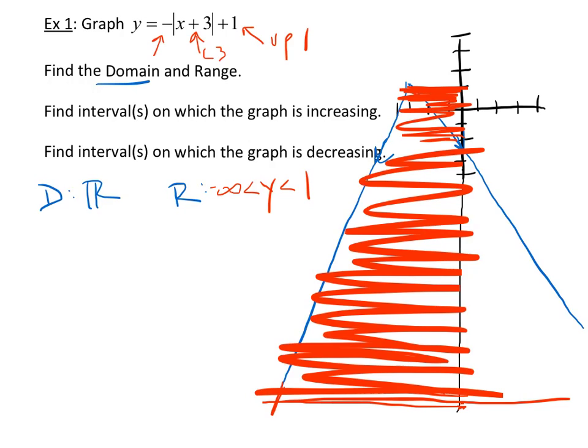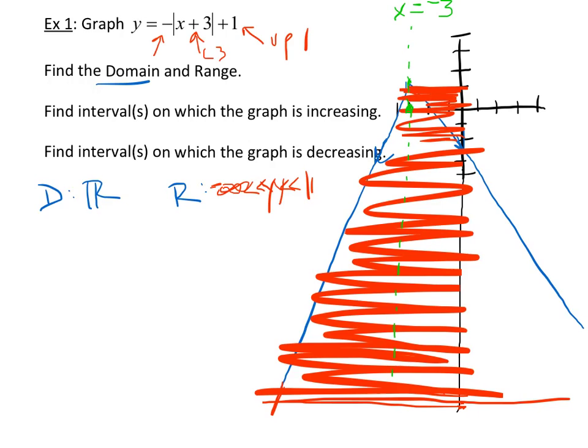Now I need to figure out the intervals on which the graph is increasing and the intervals on which the graph is decreasing. If we want to find out where the graph is increasing or decreasing, we have to find all the high points and the low points. Here's a high point right here, and I'm going to draw this. This is going to tell me where it breaks between increasing and decreasing. Notice that it's going through the point x equals negative 3. That's this x value right here. We're always going to concentrate on those x values.